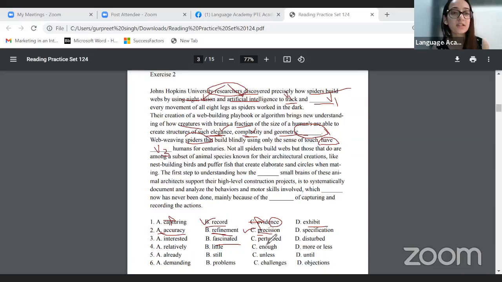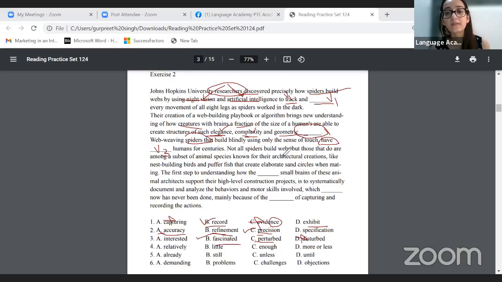Arising curiosity, that is fascinated. Perturbed is a negative word. Perturbed means when you feel anxiety, you're upset, you're sad, that is perturbed. And spiders have disturbed humans. So spiders have not disturbed us. We can say they have fascinated us, meaning they have attracted us, because we are so fascinated that how can they do this? Even a human being cannot be so geometrically perfect, but how can they? Because they have such small brains compared to humans.